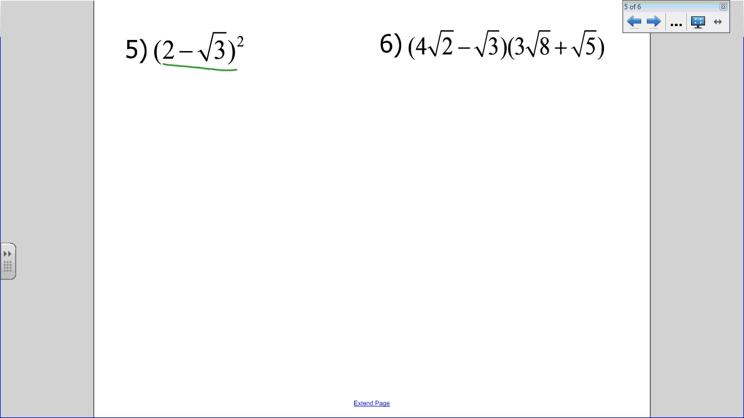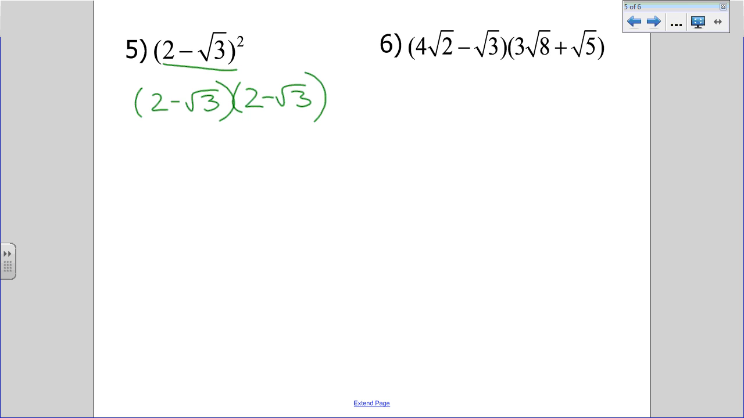2 minus square root of 3, quantity squared. What does it mean to have something squared? 2 of them. So we're going to write this out as 2 minus square root of 3 times 2 minus square root of 3. There's no distributing of an exponent, ladies and gentlemen, that doesn't exist. But what I can do is write it out 2 times.